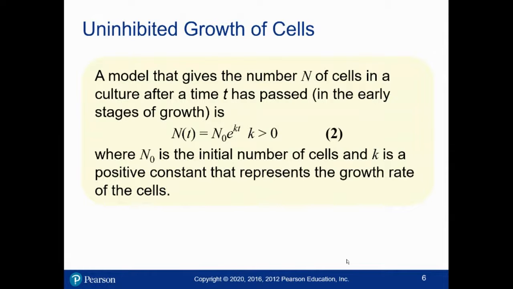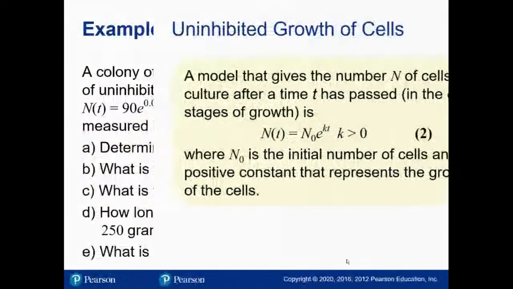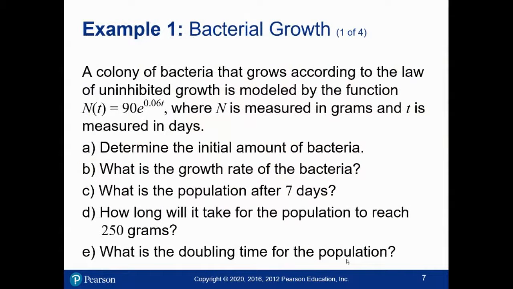So for example, suppose you are counting how many cells there are in a culture. And here is the function that tells you how many cells there are. Since it's growing, then k needs to be positive. So here's an example. Bacteria is growing according to the following model, N(t) = 90 e^(0.06t). N is measured in grams, because it's a lot more convenient to weigh your culture than to try to count how many bacteria there are. So determine how much bacteria you start with, what the growth rate is, what the population after 7 days is, how long it will take to reach 250 grams, and what the doubling time is.